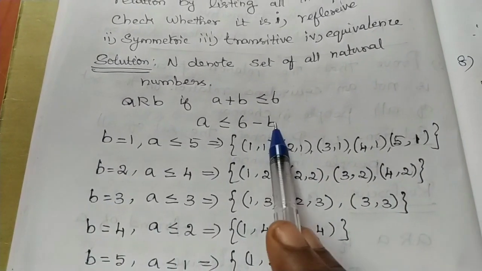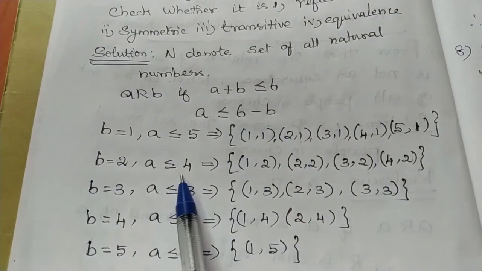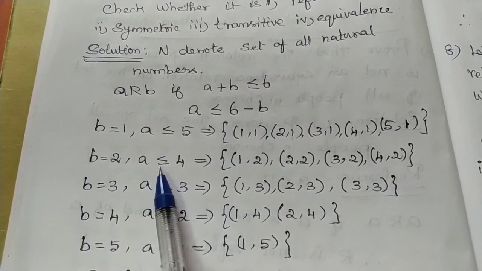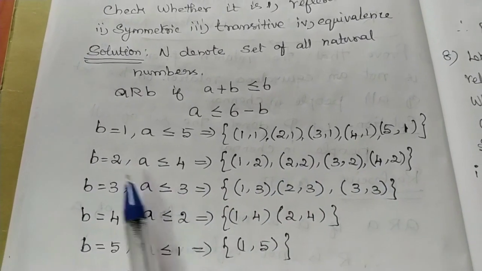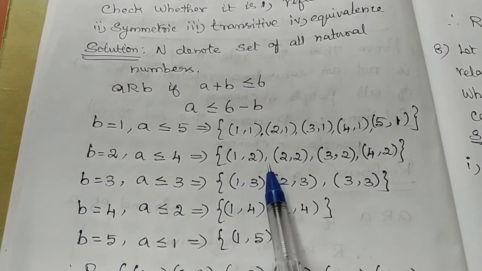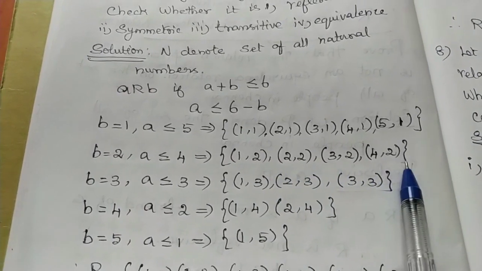Next, B equal to 2. 6 minus 2 is 4, so A is less than or equal to 4. A takes values 1 to 4, so 1, 2, 3, 4. B equal to 2 only. So the pairs are (1,2), (2,2), (3,2), (4,2).